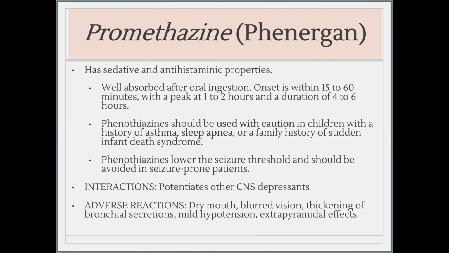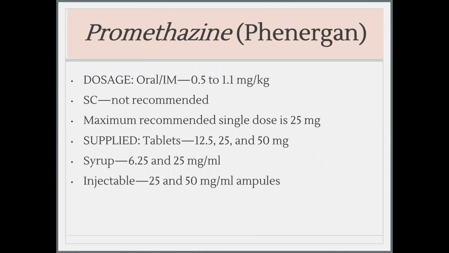Phenothiazines lower the seizure threshold and should be avoided in seizure-prone patients. Interactions: it potentiates other CNS depressants. Adverse reactions include dry mouth, blurred vision, thickening of the bronchial secretions, mild hypotension, and extrapyramidal effects. The dose is orally or IM 0.5 to 1.1 milligrams per kilo.